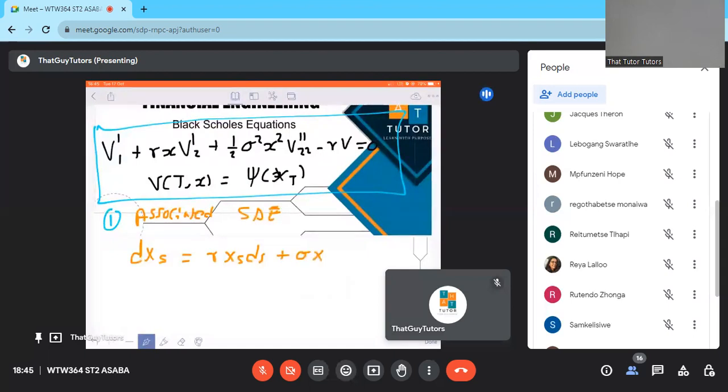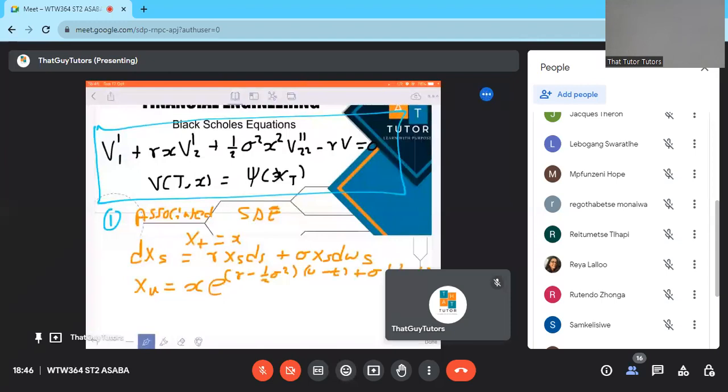Then you can either use the matching of coefficients, or you can use a judicious substitution to solve it. When you solve it, say that X of t is going to be equal to x. So X of u is going to be x times the exponential of (r minus 1 over 2 sigma squared)(u minus t) plus sigma (W of u minus W of t). So this would be the solution to that associated stochastic differential equation.